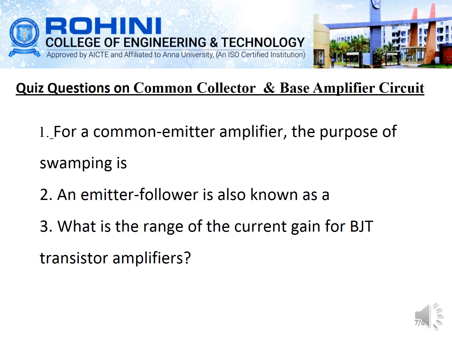Now the quiz questions on the common collector and common base amplifier circuits. The first one is, for a common emitter amplifier, what is the purpose of the swamping resistor? The second one is, an emitter follower is also known as what? The third one is, what is the range of the current gain for BJT transistor amplifiers?